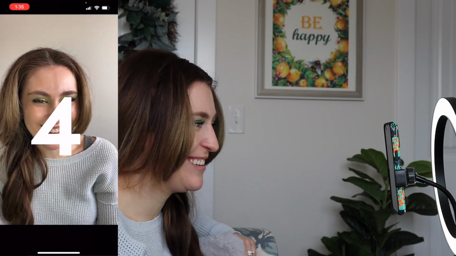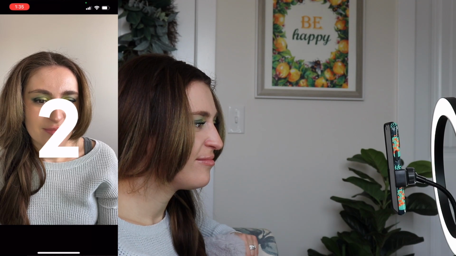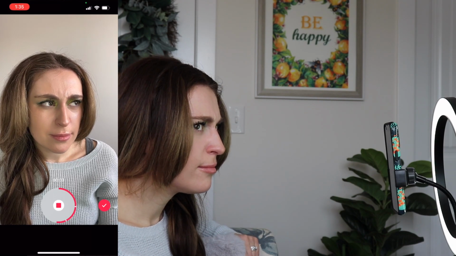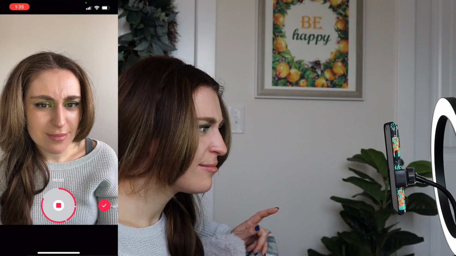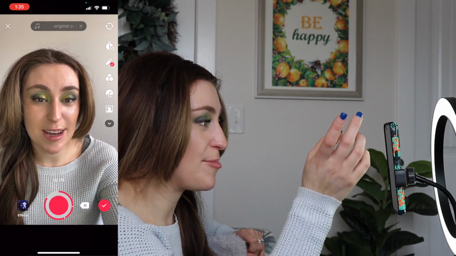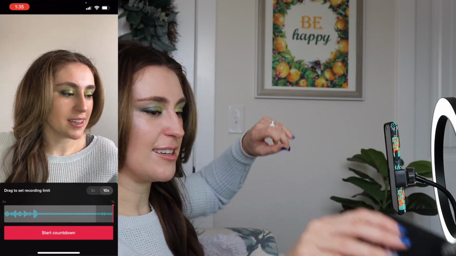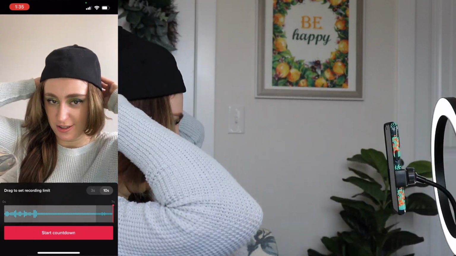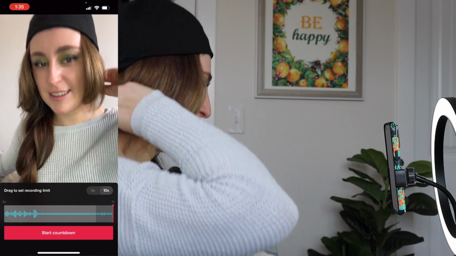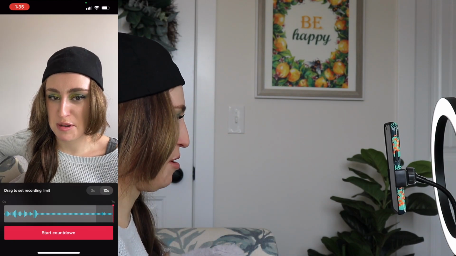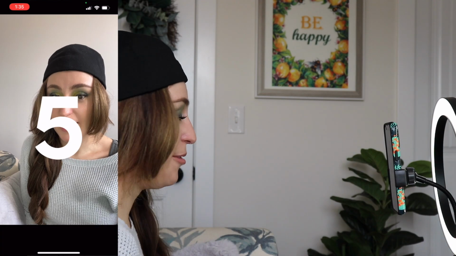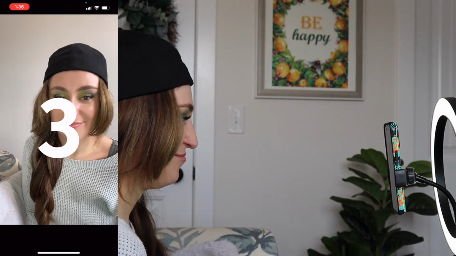Then the last clip is where you can start your transition. So he's gonna be over on this side. That way you keep continuity.